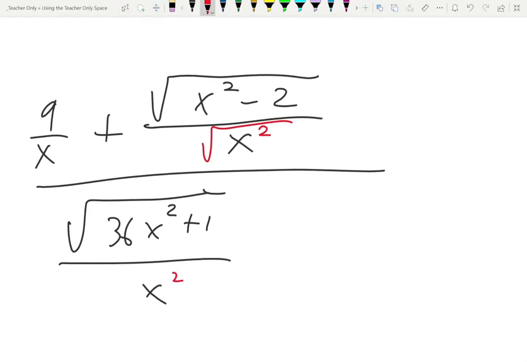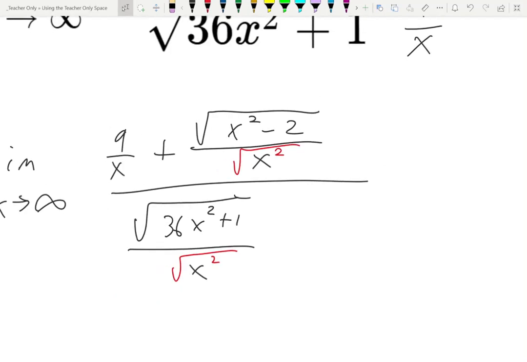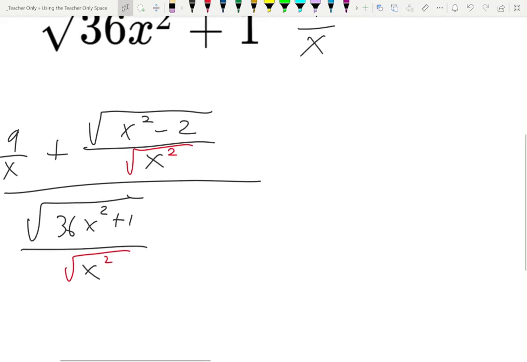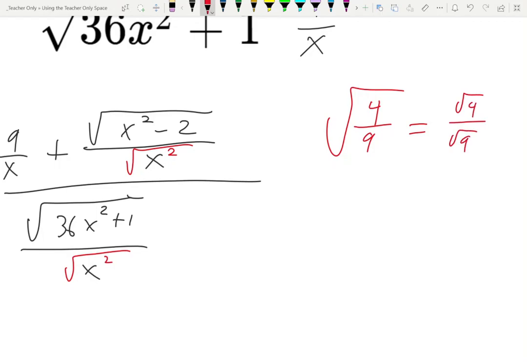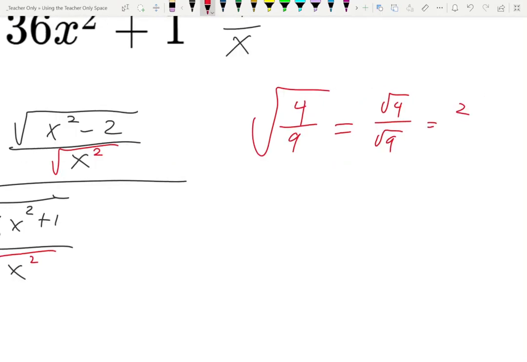Because if we square and square root, it doesn't really change the number. It's just changing how it looks. And we're going to recall that when we learned how to do square roots, if we had something like the square root of 4/9, we said, well, that would be equal to the square root of 4 divided by the square root of 9, which would then become 2 over 3, right?